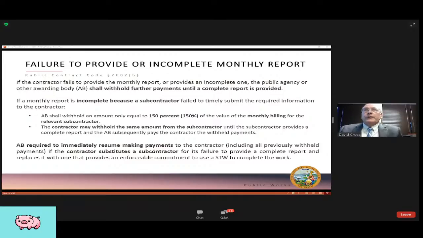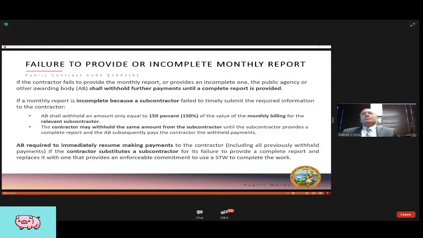All right, so failure to provide or incomplete monthly report. If the contractor fails to provide the monthly report, well, that's pretty straightforward. You prime contractors, you're collecting all the reports from your subcontractors, and you're getting them all together in a package, and you're sending them once a month, every month, to the awarding body. And the awarding body knows, well, we don't have the reports. We are out on the job. We're monitoring the job. We have inspectors going out and looking at who's on the job. And we don't have the reports from all of these subcontractors. And so the prime contractor is not providing us monthly reports.